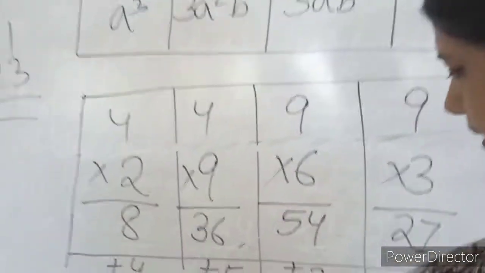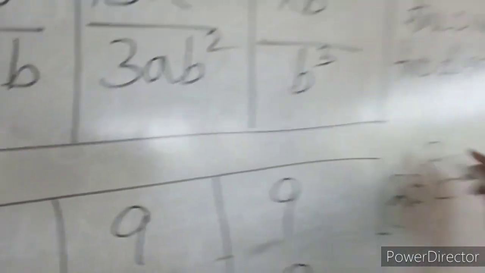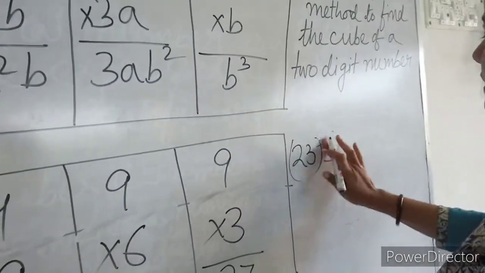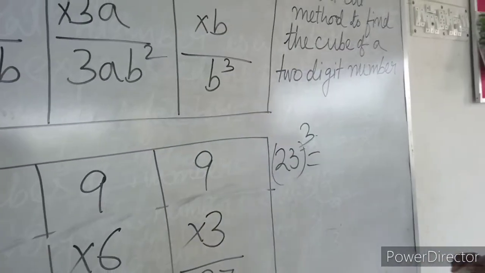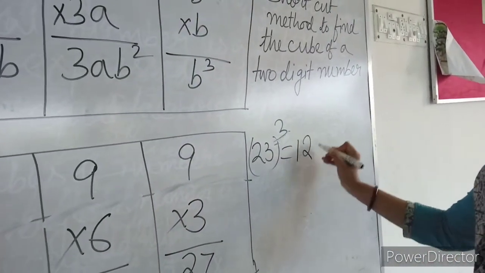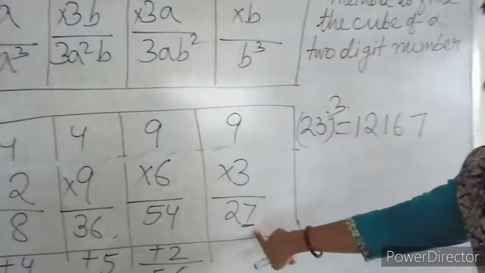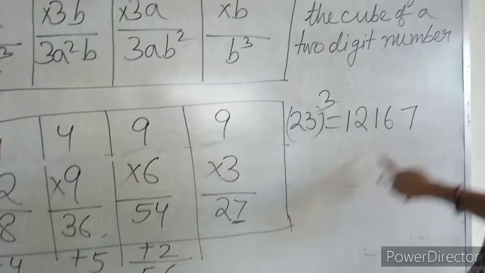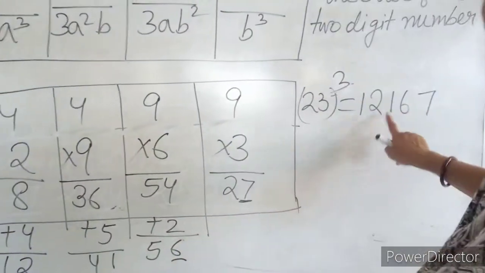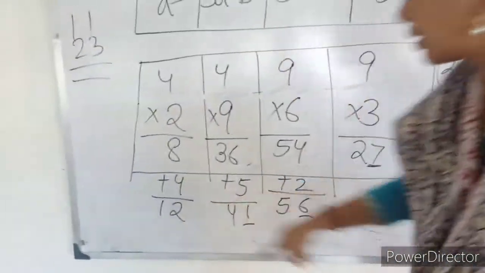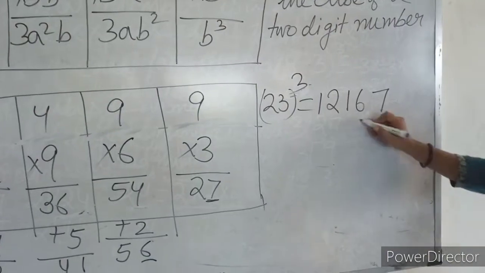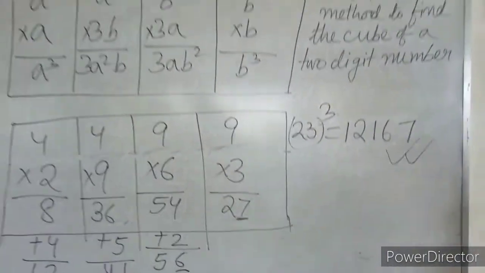The answer will be, I will take this whole number, this one and this one. So 23 cube, the answer is 12167. 7 from here, 6 from here, 1 from here, and at last whatever is left, that I have taken here. So this will be the cube of 23.